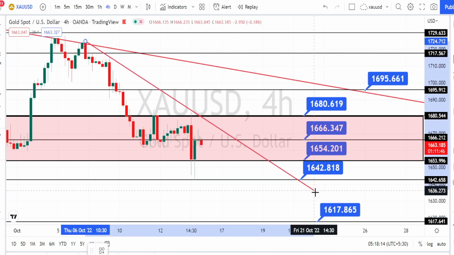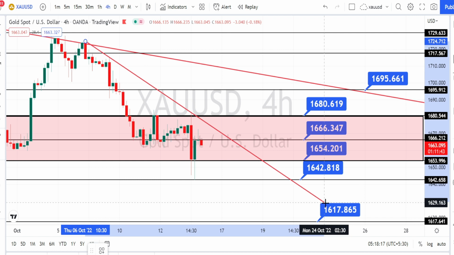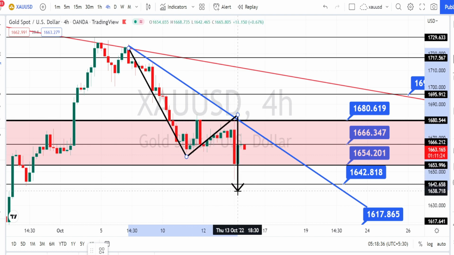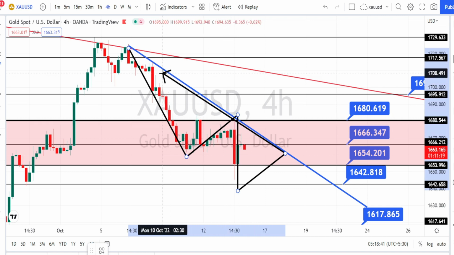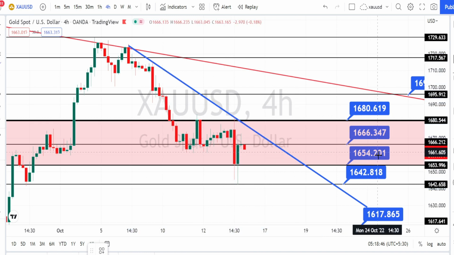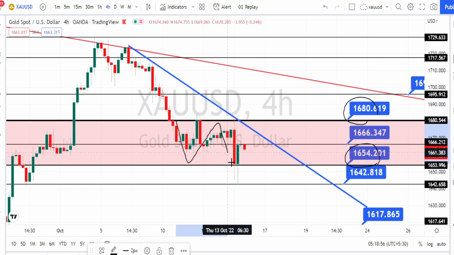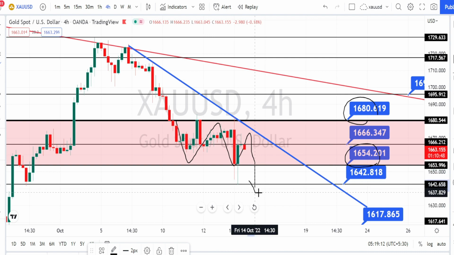Again I am drawing a resistance line for the current price action to understand the current trend of the price action. So based on this trend line or the resistance line, the current trend of the price action is still in a bearish trend since it is trading below this resistance line. And we know from the higher time frame that this area between 1654 to 1680 is a very strong support and resistance zone. So wait for the price action to give a breakout from this support zone in order to continue trading on the bearish side.